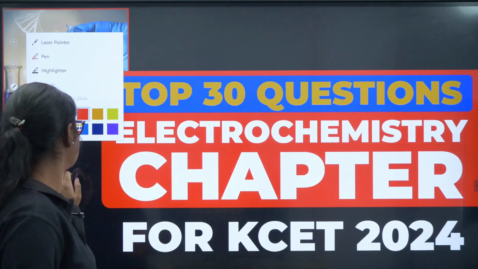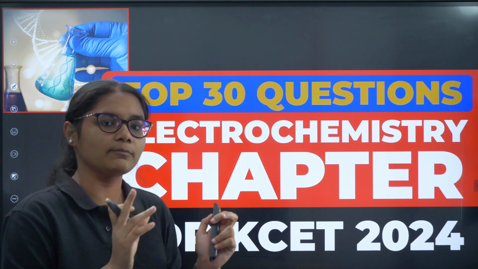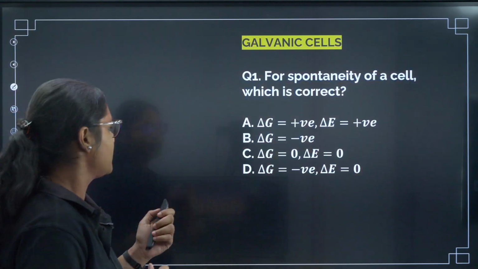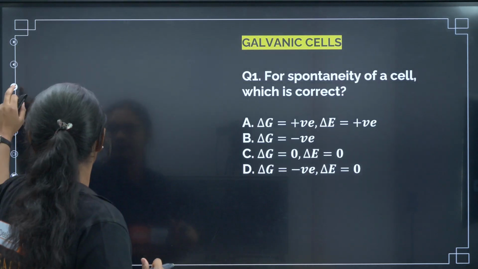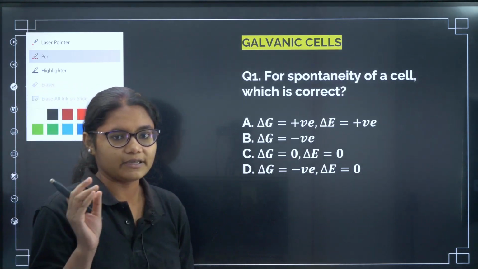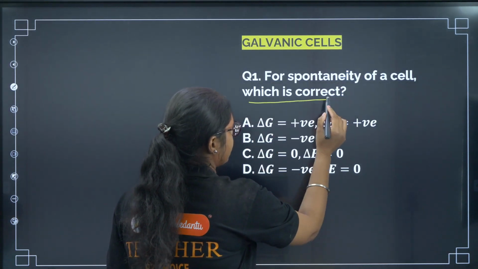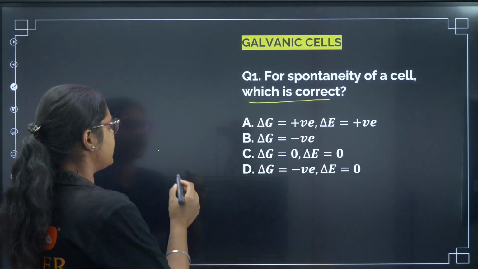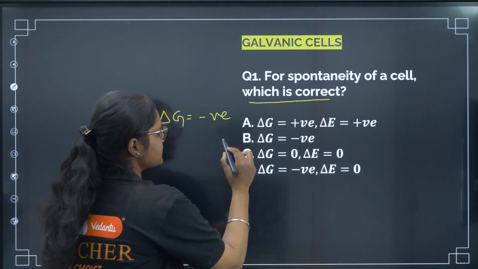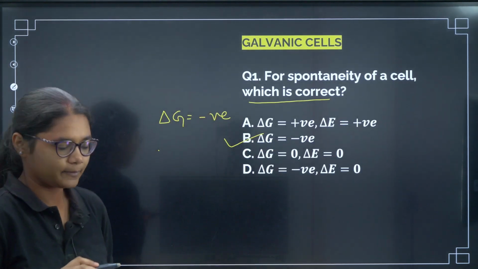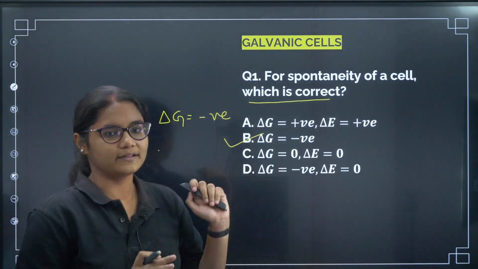I'll also be telling you which concepts or which particular topics are more important under the electrochemistry chapter. The first topic is galvanic cell. We have already discussed that there are two types of cells, galvanic and electrolytic. The first one is for the spontaneity of a cell, which is correct. I have told you for spontaneity delta G should be negative, right? This is the only condition. So the correct answer for this question is option B. Very easy and direct question. In the difference table also we have written this point.